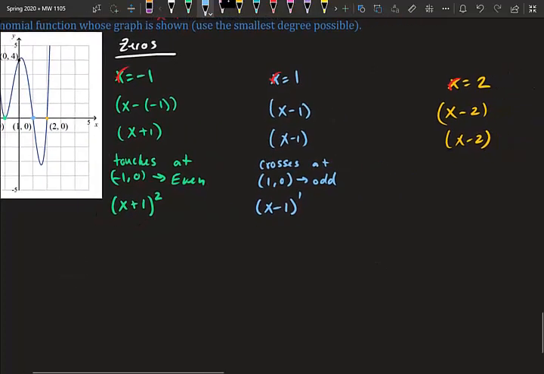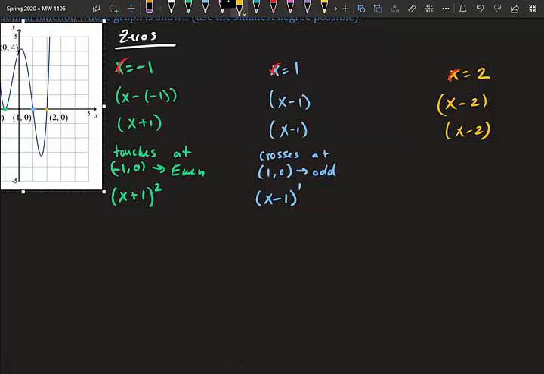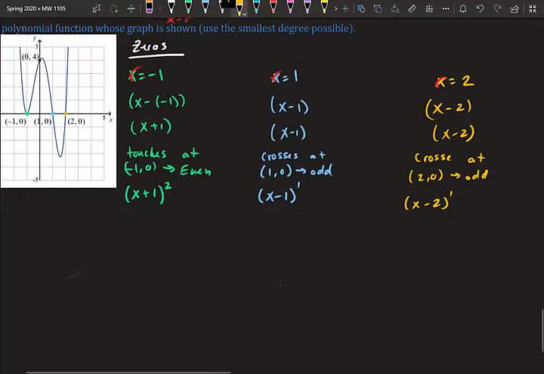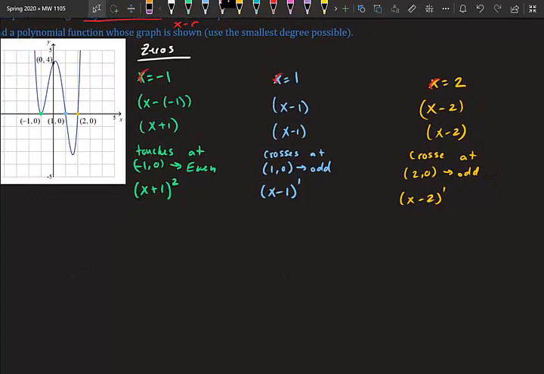All right, last, our next one, our orange one, our x-intercept at 2, our 0 at 2. So that means since it crosses at that intercept, that means it has to be odd. So we're going to have x minus 2 to the power of 1. Now that we have our exponents and we have our factors, we can go ahead and just put them into f of x equals.